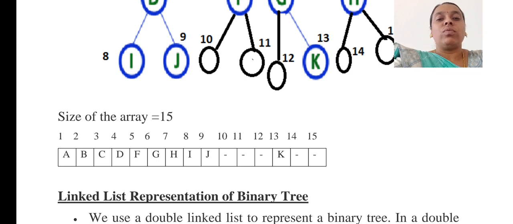Index 1 holds A, index 2 holds B, index 3 holds C, and so on, until index 13 holds K. The remaining indexes are empty nodes, so we put the null value.